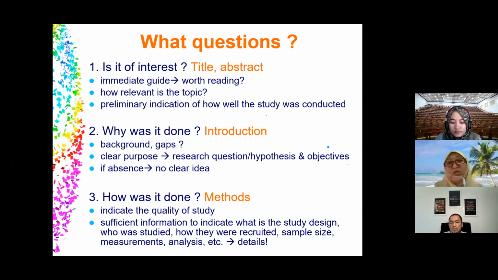So why was this study done? Where to look for this information? You have to go into the introduction. So in the introduction of a paper, the paper should talk about the background of the study and what are the gaps. There must be gaps or a problem statement. A study without a gap or problem statement is not a good study because they didn't know what is the problem to settle or achieve by conducting a study.